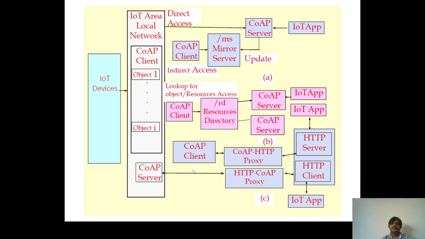So here we are going to use the proxies, clients, HTTP, COAP, directories, servers, several objects, and IoT devices, and direct access, indirect access. Okay. COAP client and server access using proxies.